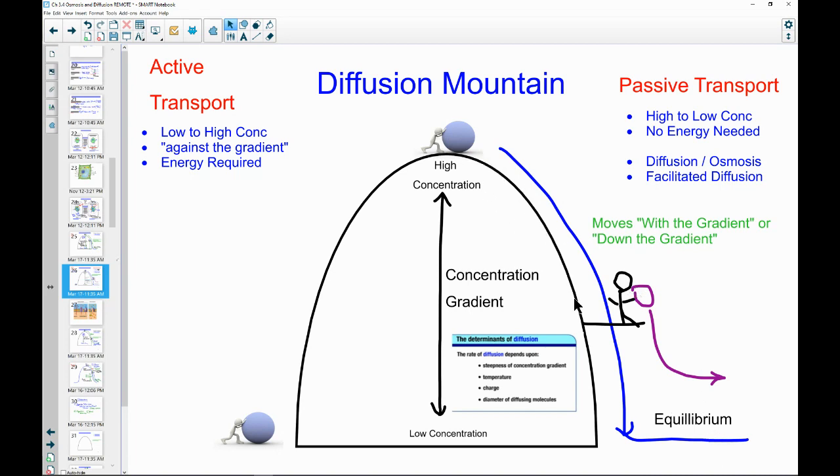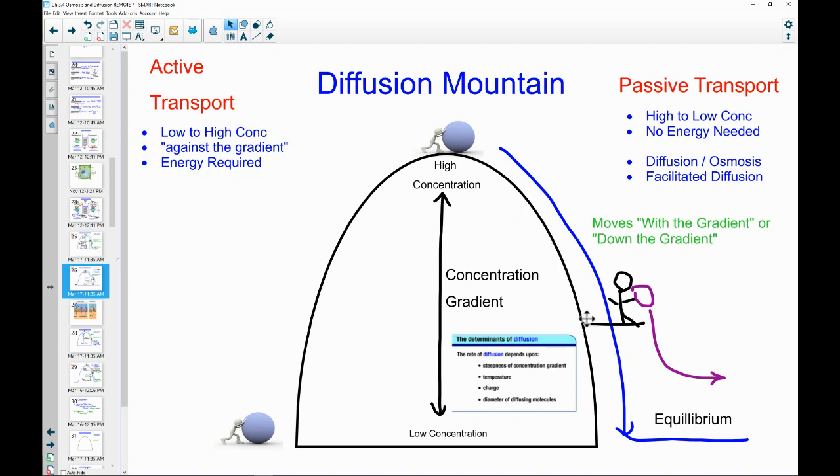The bigger the concentration gradient, the faster it's going to move. And we say it is going down the gradient or with the gradient when things are moving passively. So those are some words to watch for. Temperature, obviously, since it's driven by the natural motion of molecules that they all have, that kinetic energy that they have. So temperature increases kinetic energy. Temperature will increase the rate of your diffusion.